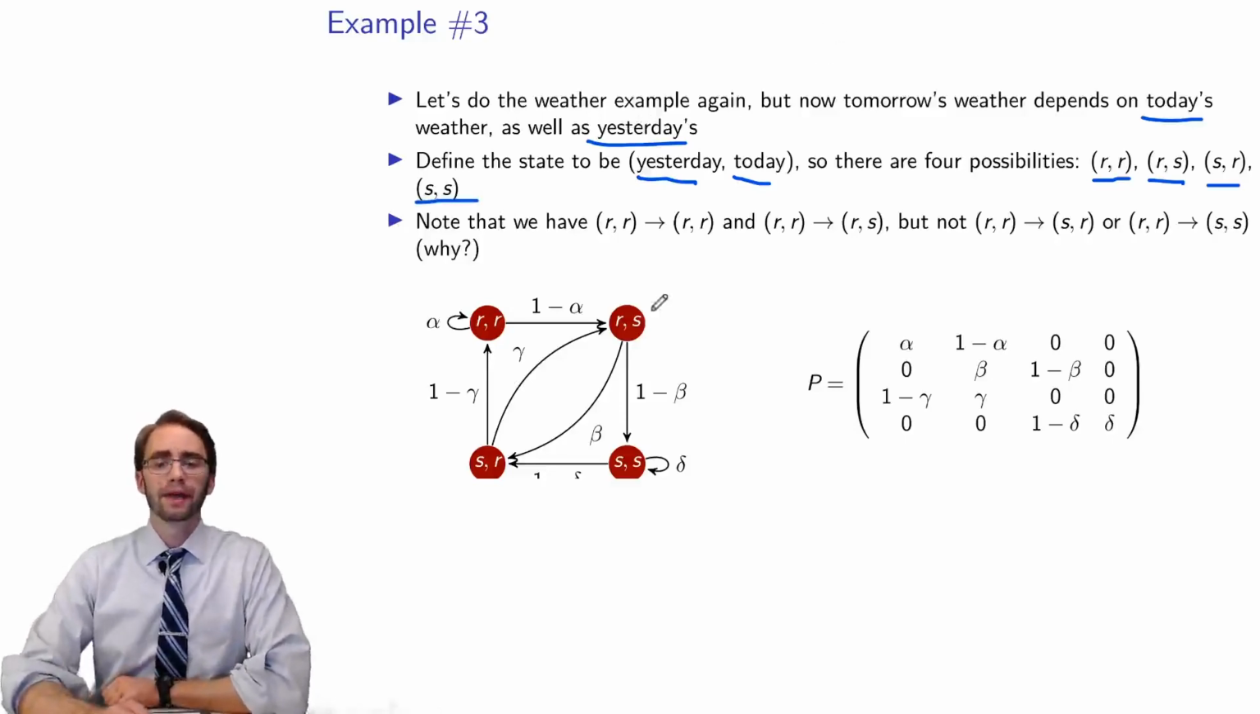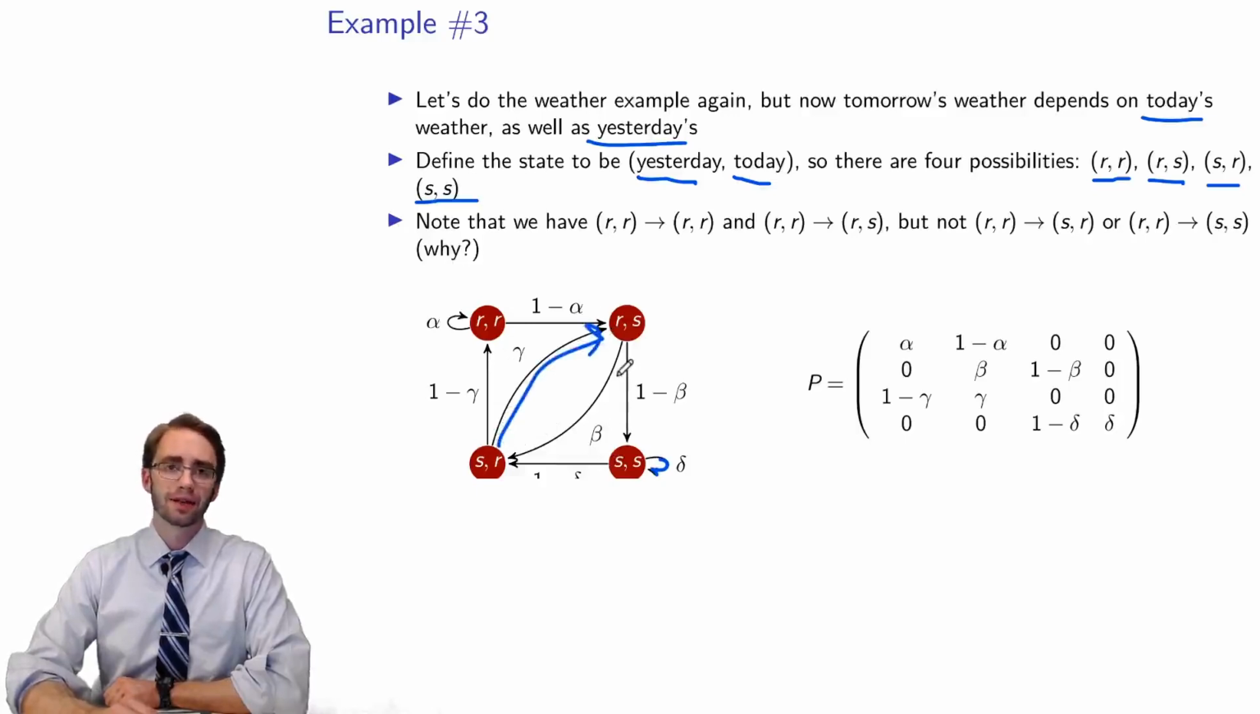Okay, and the network, and now we'll say that if it rained today, then the probability of rain tomorrow is alpha, and if it was sunny, then the probability of having sun tomorrow will be delta. And then gamma is the probability of going from rain to sun in the ways that you see here. Don't worry too much about the Greek letters here.